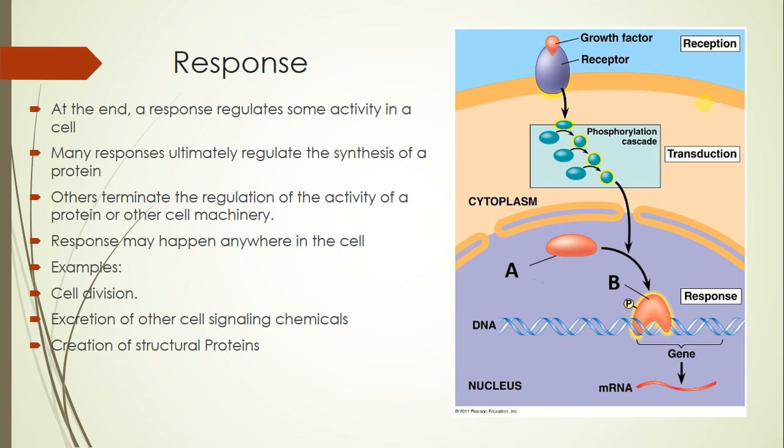And finally, there's a response. So at the end, a response regulates some activity in a cell. Many responses ultimately regulate the synthesis of a protein, like we said. After the phosphorylation cascade, this last protein might come into the nucleus and serve as a transcription factor for a specific gene to make a specific protein that the cell might need. Other times, the response is the activation or the changing of a protein or certain cellular machinery.